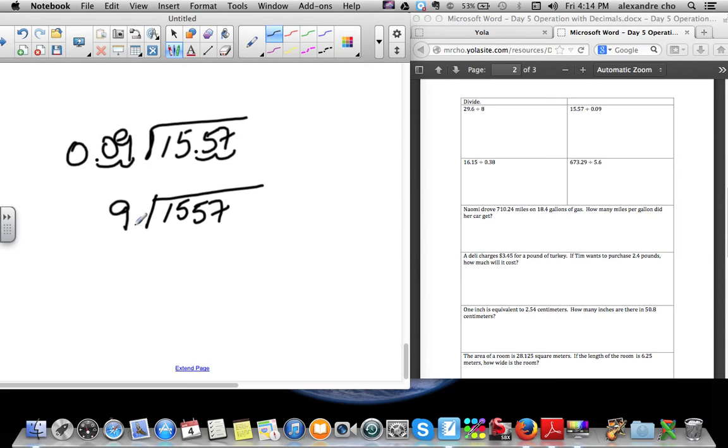And let's see, how do we do this? 9 goes into 15 once. 6 left over, bring down the 5. 9 goes into 65 7 times, which is 63. Bring 7 down, and 9 goes into 27 3 times. Very nice, easy problem. Okay, so it's much easier if you change your divisor to a whole number. Next one. Do I have room on the side? No, I don't.